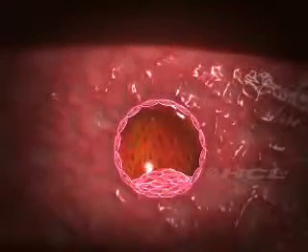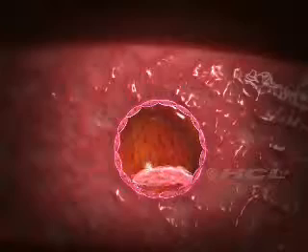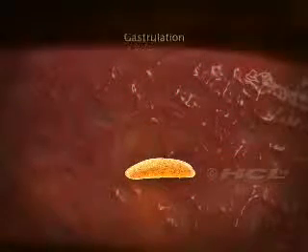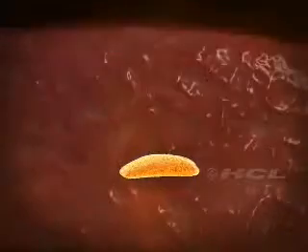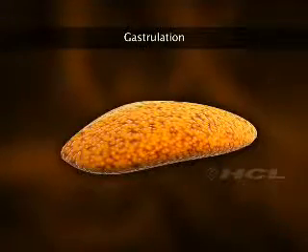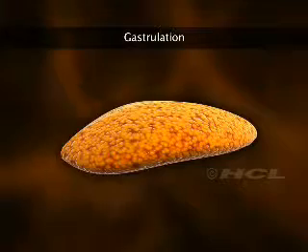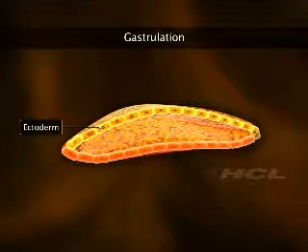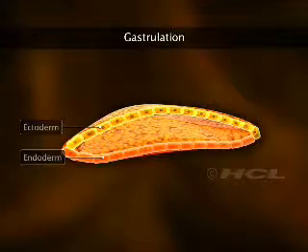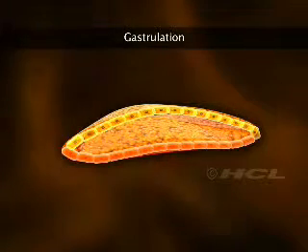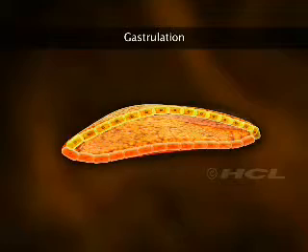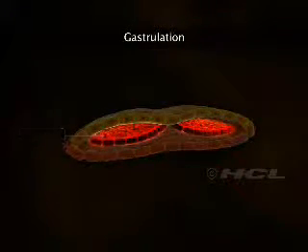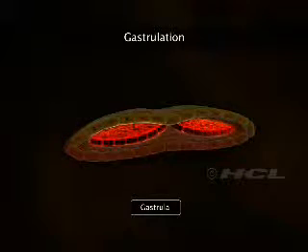Immediately after implantation, the inner cell mass of the blastocyst starts differentiating into the primary germ layers, called gastrulation. The cells of the inner cell mass divide and rearrange into an outer layer called ectoderm and an inner layer called endoderm. During gastrulation, some cells that are moving inward contribute to form the mesoderm. The embryo is now called the gastrula.